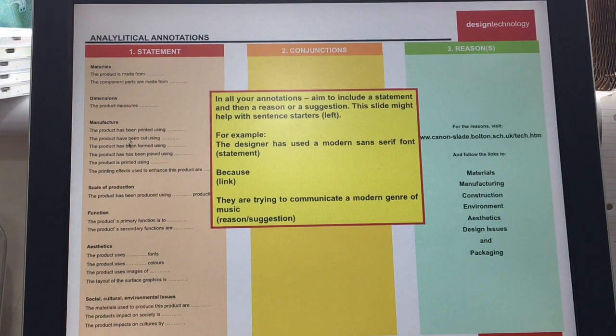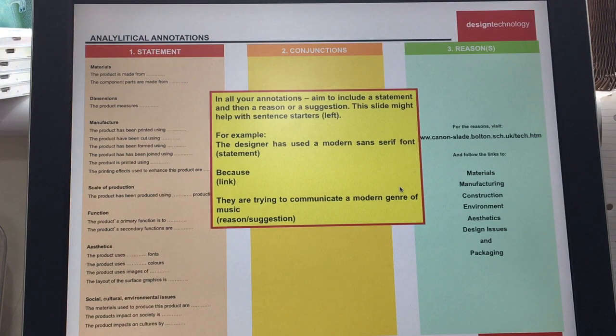On the left-hand side, there are sentence starters to help you. For instance, today, if we're looking at manufacturing and printing methods, you could say, the product has been printed using, and then you fill in the gap. It could be offset lithography or flexography. And then we say because, and then you give me a reason or a suggestion.